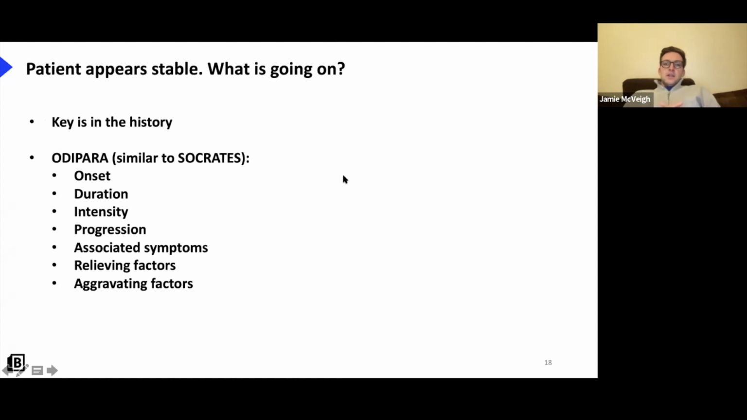So with pain for history taking, we still use Socrates. It gets rattled into your med school, but I quite often still use it. I don't necessarily write it out like that, but I always go through it in the back of my head to make sure I'm not missing anything. But for symptoms that aren't pain, Odipara is what I tend to use, and that's written there. And the reason is it's just slightly different things.